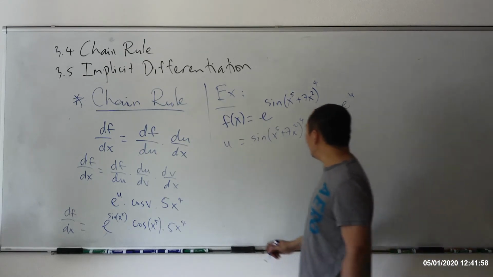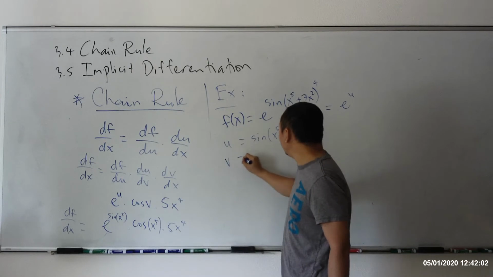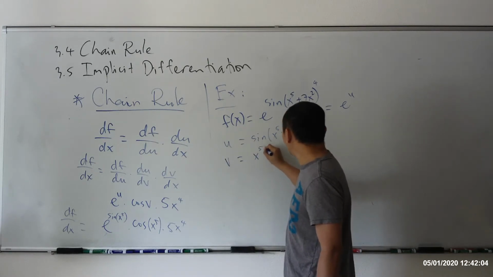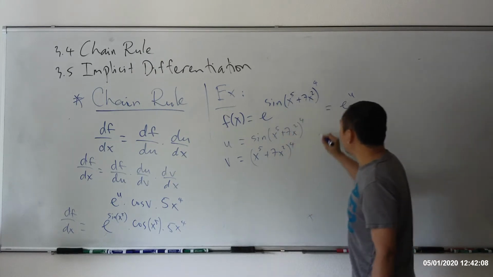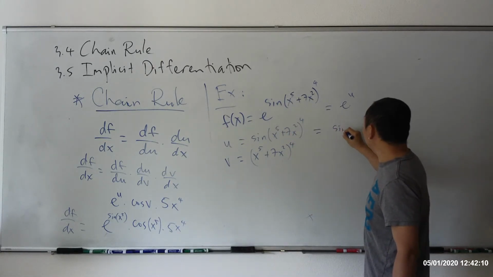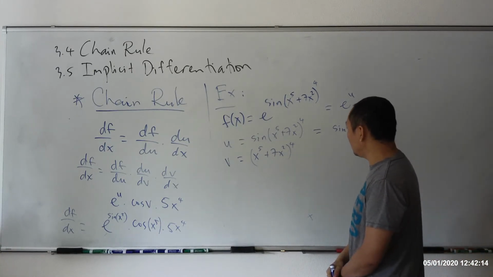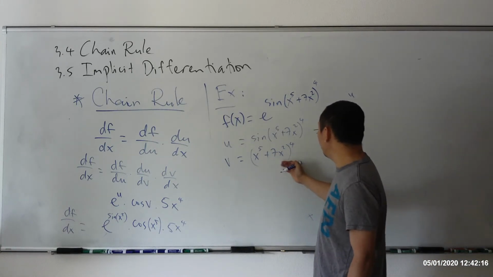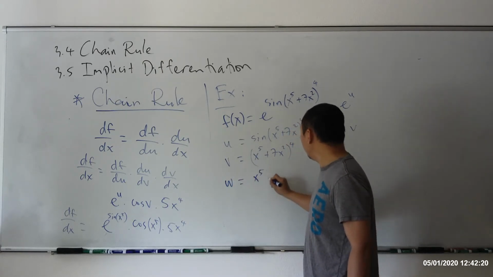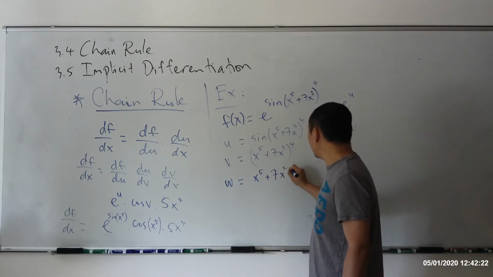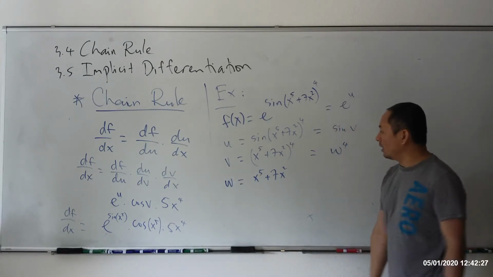It's going to be a big thing. So I see I have a sine function. I'm going to let v equal to x to the 5th plus 7x squared, everything to the 4th. So my u is no more than sine of v. Looks great, huh? But v is not simple yet. V is still a big mess. And I see that some mass raised to the 4. I let w equal to x to the 5th plus 7x squared. Then v now is w to the 4th, which is simple enough for me.